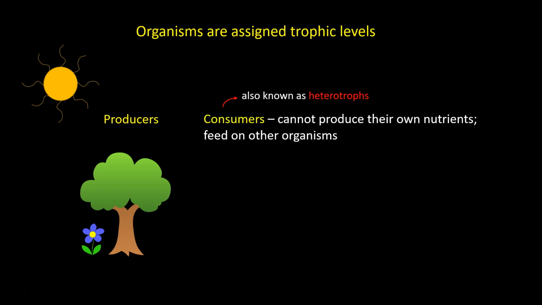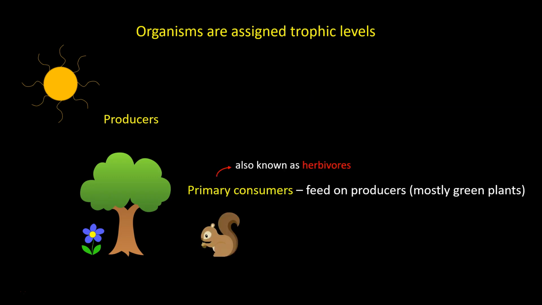The second type of trophic level that we want to talk about is the consumer. Consumers are also known as heterotrophs. They cannot produce their own food from nutrients, and they have to feed off of other organisms. We have several different types of consumers, and so we'll go through each one of them separately. First, we have primary consumers like the squirrel. They feed on producers, mostly green plants. They're also known as herbivores.